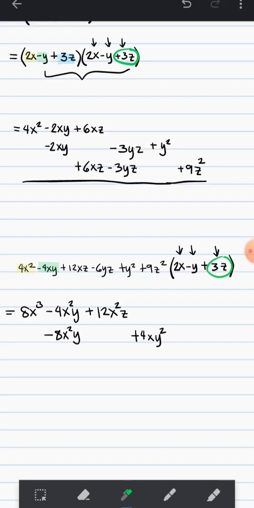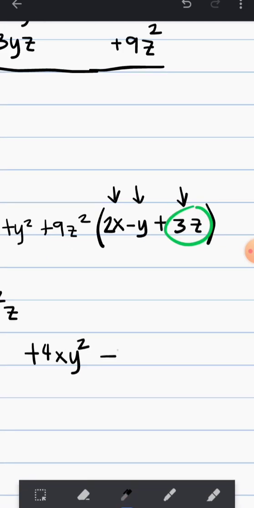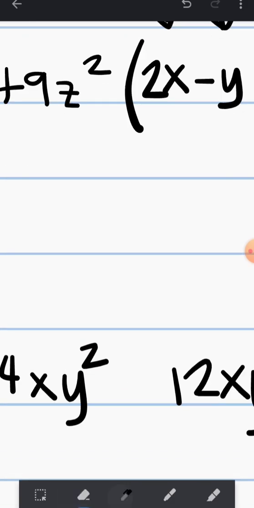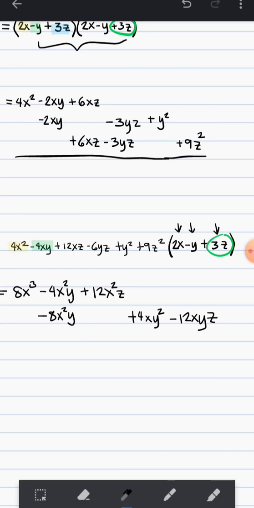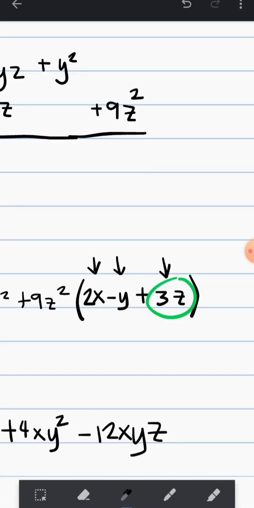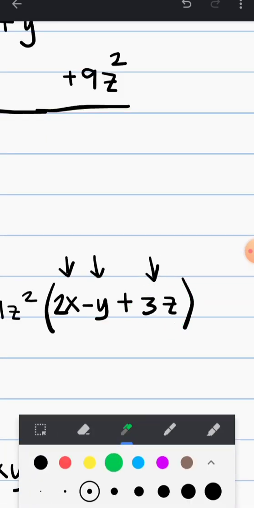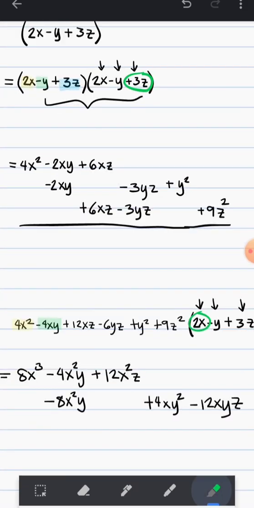Negative 4xy times 3z is negative 12xyz. Alright, we're done with this, so let's go back here.